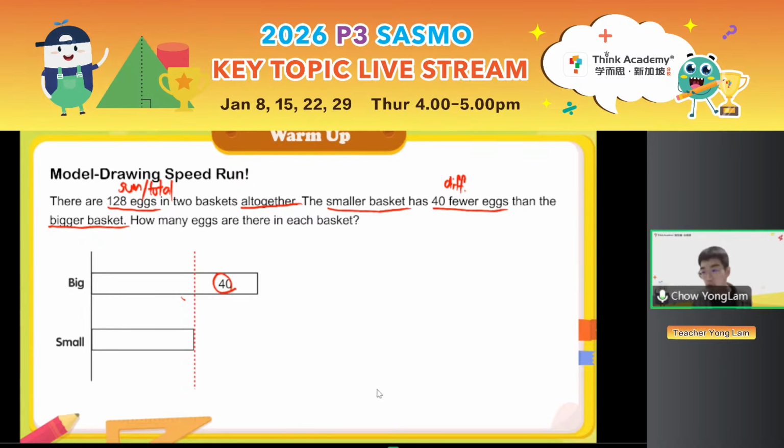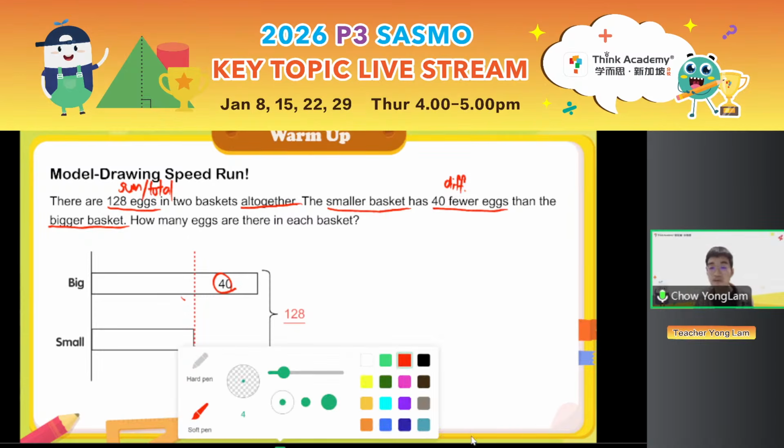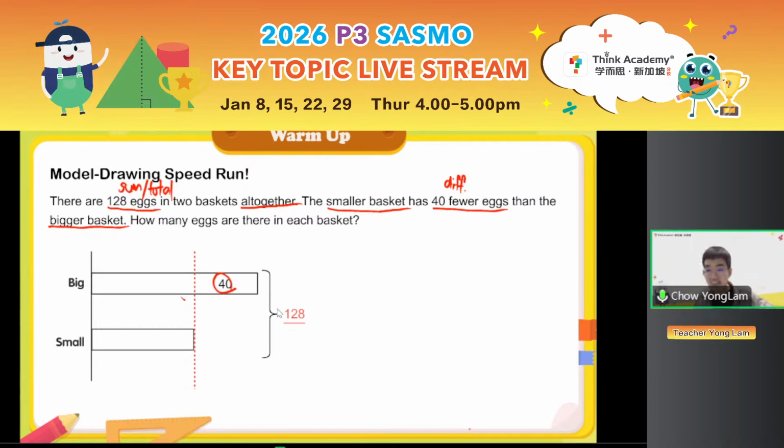Then the sum or the total combines everything, right? So this sum is 128. With that, how do you find the number of eggs in each basket? Okay, so you see, are both of them the same? No. How can I make them the same? Let me remove the extra 40 first. So 128 minus 40 equals 88.